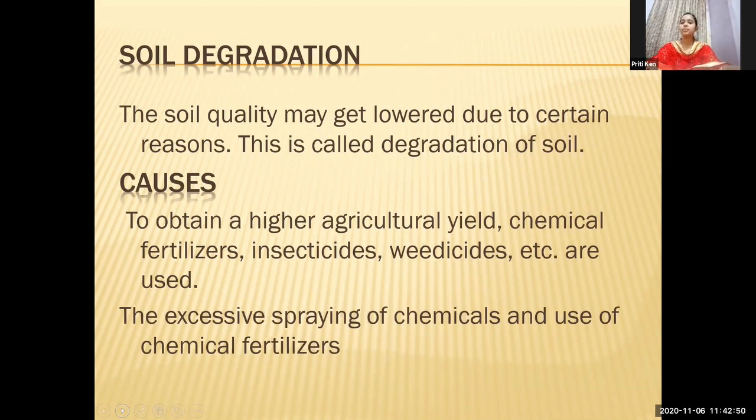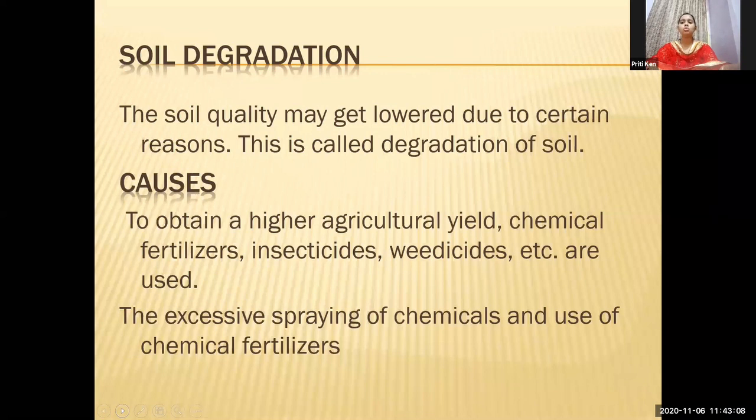Here causes are given. To obtain a higher agricultural yield, chemical fertilizers, insecticides, weedicides, etc. are used. Now see, we have a big population in India. India is the second largest populated country in the world. So to satisfy this much population's hunger, we need a large quantity of agricultural product. Yes, we need it. इतने सारे लोग हैं इंडिया में, population is very much. So everybody needs food to eat. Everybody wants to live. Everybody gets hungry. So the agricultural yield should be high.